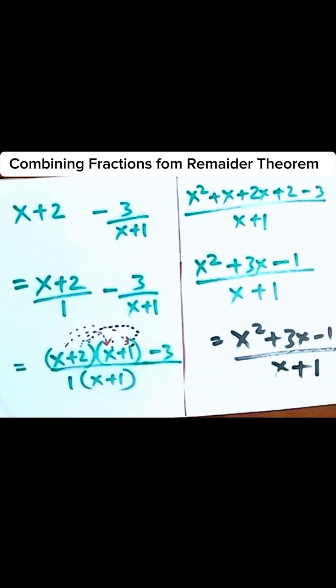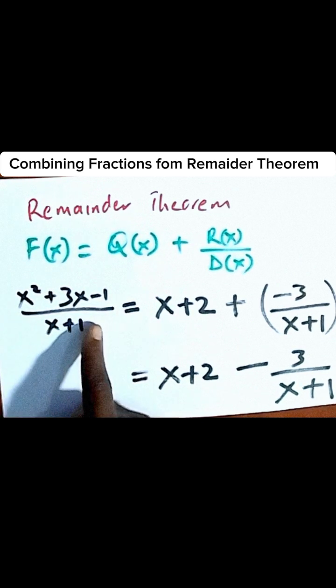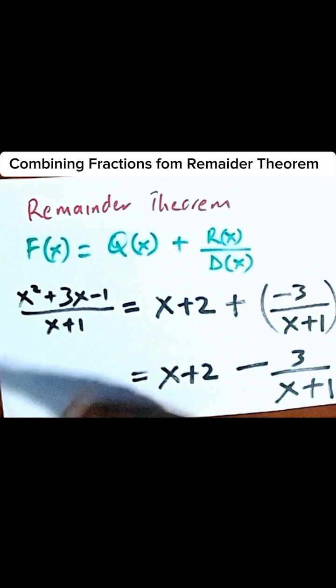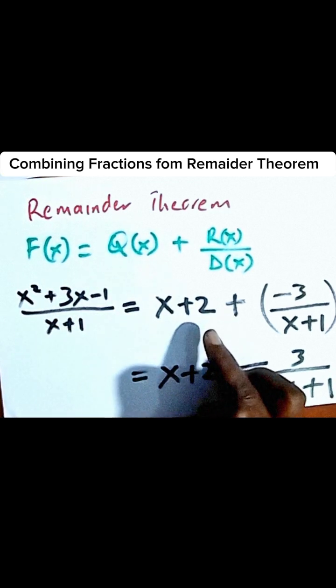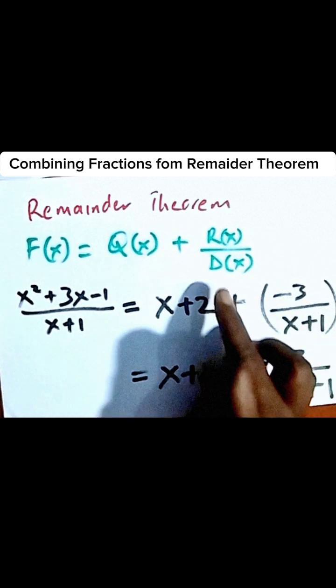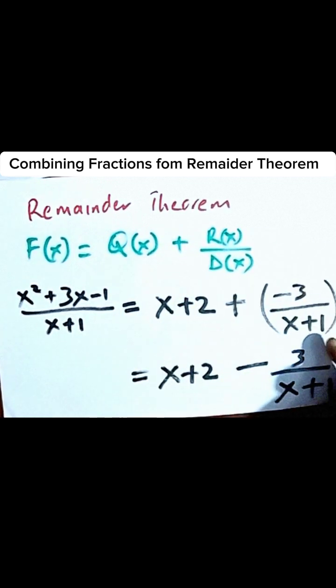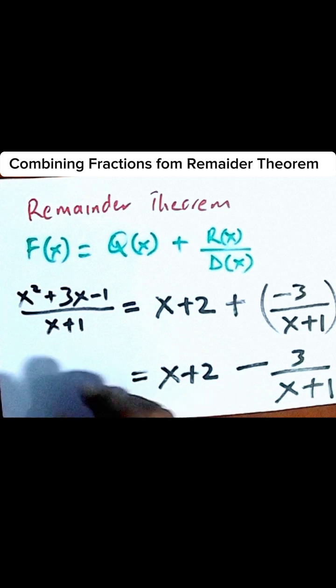So you can see that the remainder theorem worked perfectly. This was where we started from. Using long division, we were able to get our q of x to be x plus 2. We got our r of x to be minus 3. We got our d of x to be x plus 1. And we got this expression. Now we combine this expression, and here we are getting back where we started from.